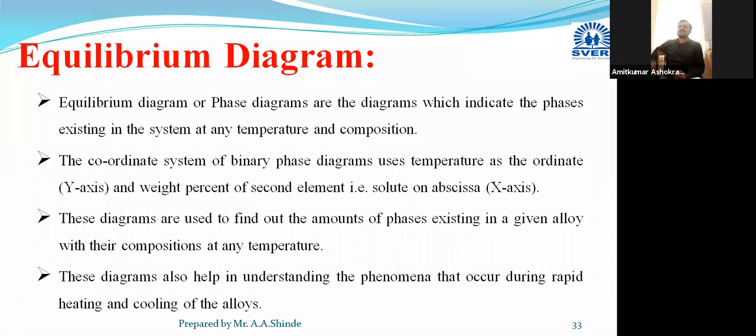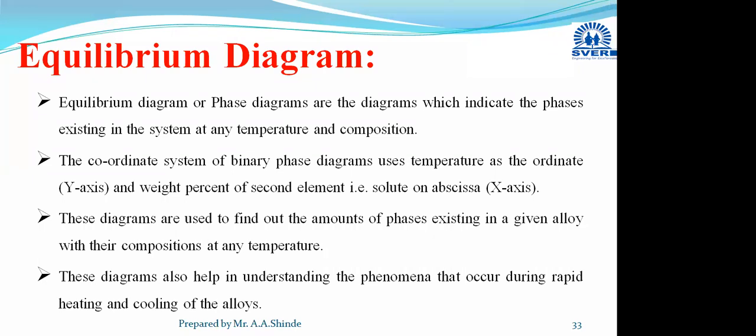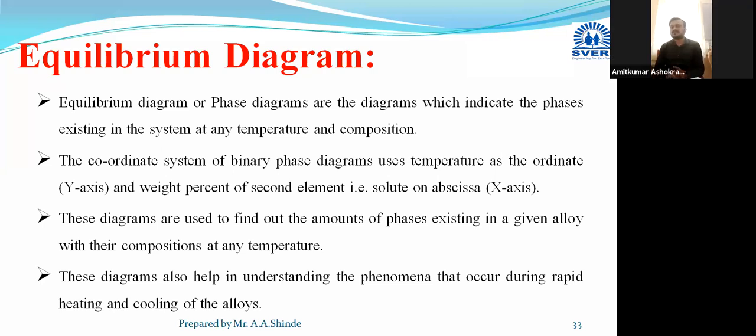If they give you a particular temperature and a particular composition of an alloy, then by referring to this equilibrium diagram or phase diagram, you will be able to find out which phases exist at that temperature and composition, as well as the amount of exact solid present and the amount of exact liquid present, by using the lever rule or lever arm principle.